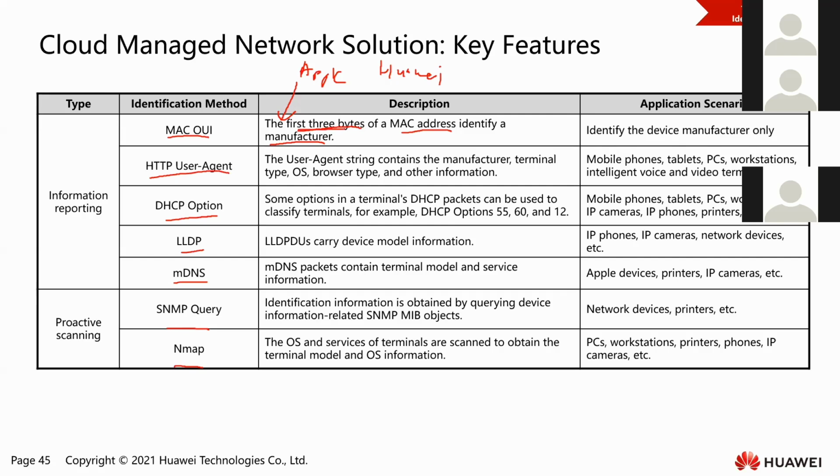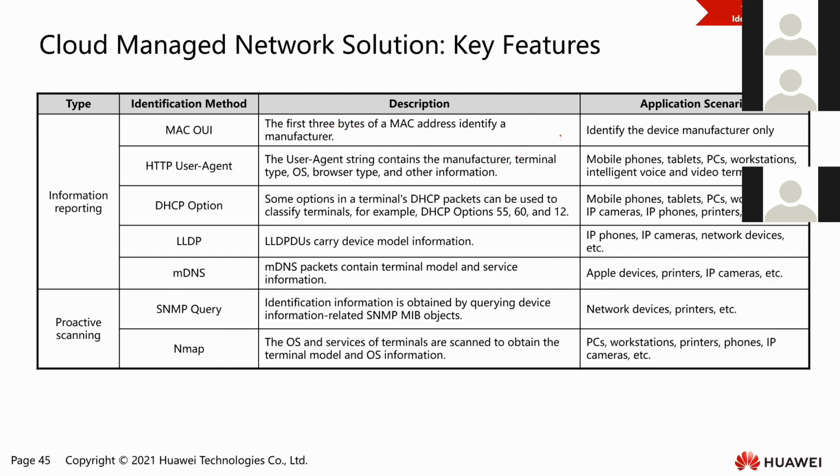Besides that, using the HTTP user agent, the user agent string contains the manufacturer information. It will contain the terminal type, the OS, the browser type, and other information. So from here, we can also know what the connected end device is.